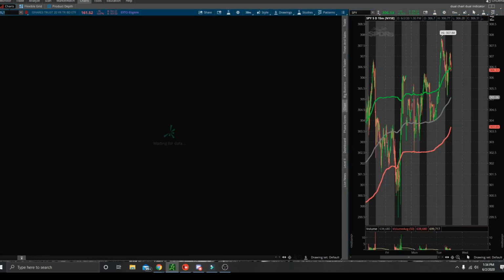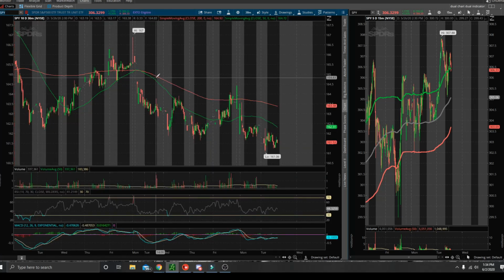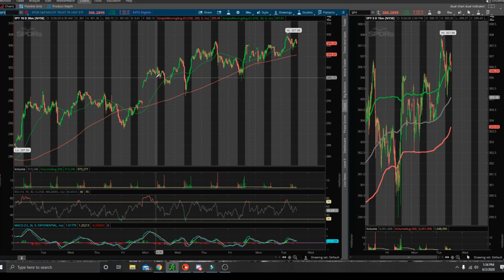I don't know why this says TLT. Let's go to SPY. So this video is just going to be on how I trade weekly options, SPY options, high liquidity, high volume stocks. I never trade stocks like, what's this one I looked at today?